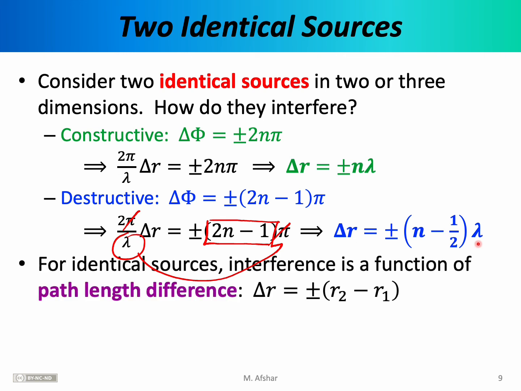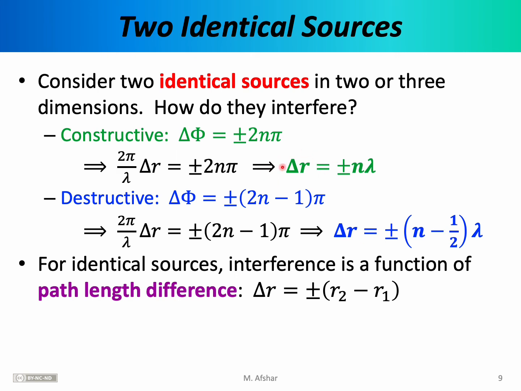This is important because it gives us a shortcut for determining what type of interference we have for identical sources. Turns out for identical sources, constructive or destructive interference depends all on delta r. You don't need to worry so much about delta phi. You can use delta phi, but as you will see, calculating delta phi can be tricky in some instances, but calculating delta r usually just boils down to geometry and is much easier to calculate.